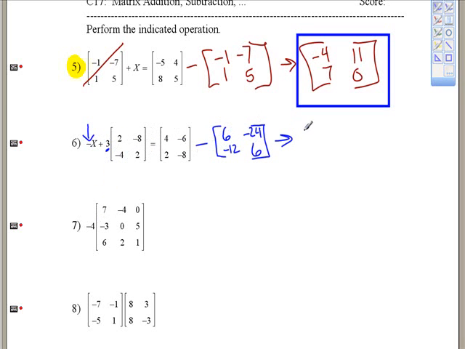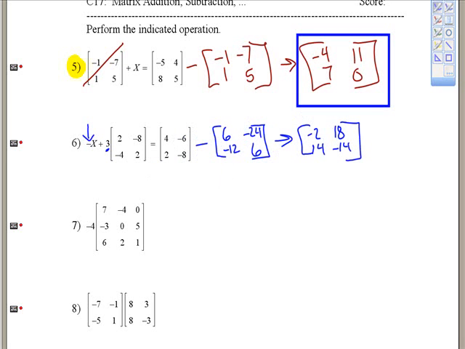4 minus a negative 6 is a negative 2. Negative 6 minus a negative 24 is an 18. 2 minus a negative 12 is a 14. And negative 8 minus 6 is a negative 14.